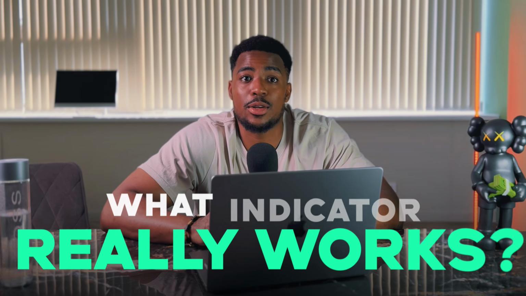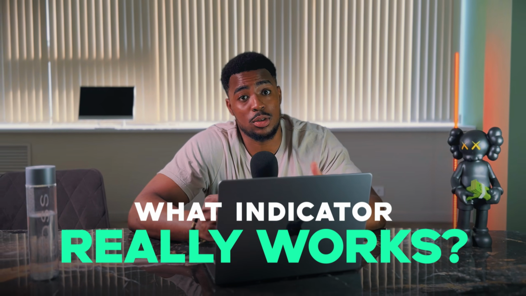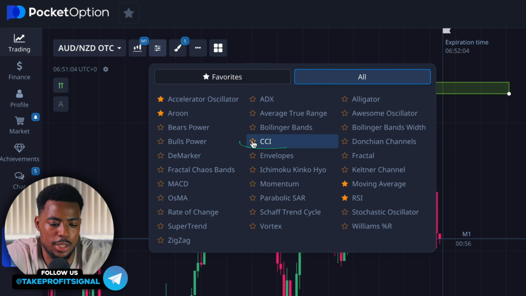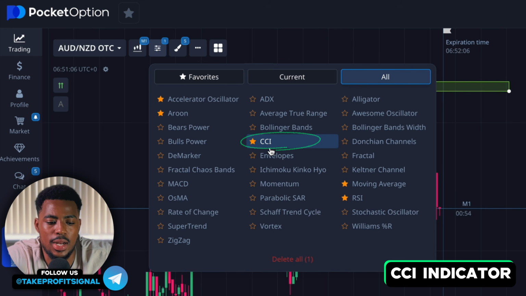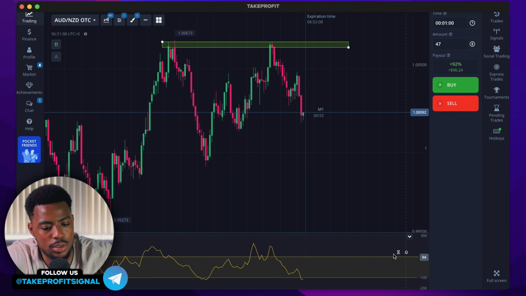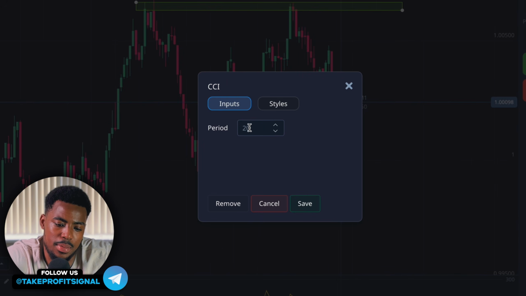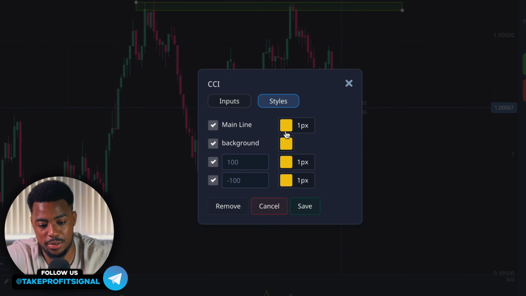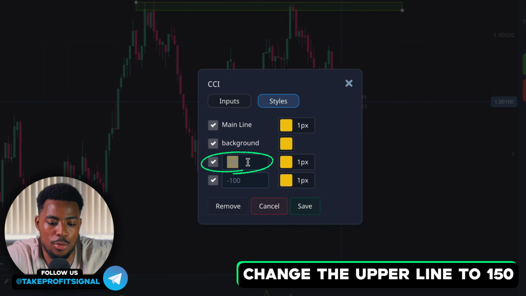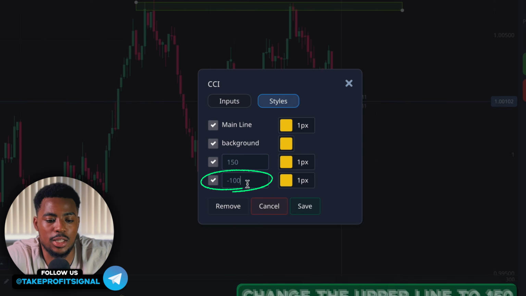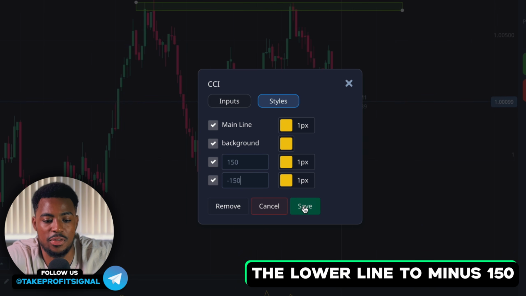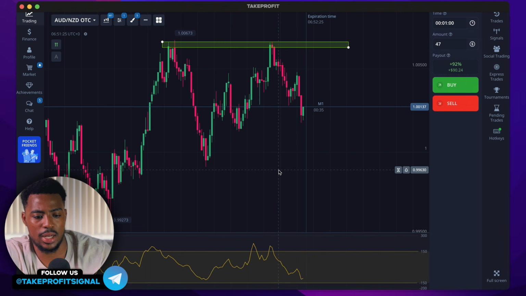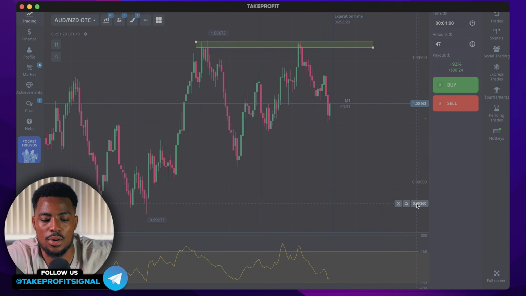Do you know what indicator really works when there are clear horizontal levels on the market? Let me show you. We go to the indicators panel and click here on the CCI indicator. Let's expand it and customize it. We don't change the period. It's basically a perfect 20, somewhere around -25. But here we will change the upper line to 150 and the lower line to -150. Click save.